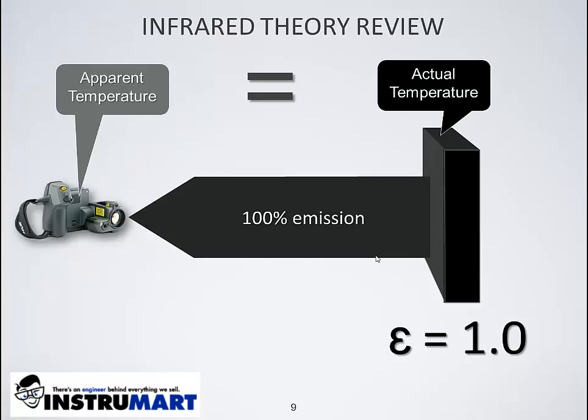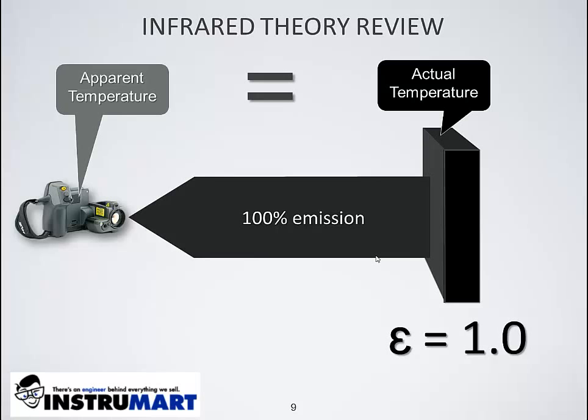Now, this is a good time to point out the difference between actual temperature and apparent temperature. The actual temperature is the actual or true temperature of the target of interest. The apparent temperature is the temperature value reported by our infrared camera. I say reported temperature value and not measured because, as you remember from our previous discussion, our infrared camera does not measure temperature. Our infrared camera measures the effective temperature, performs some mathematical calculations related to a calibration process, and then reports a temperature value.